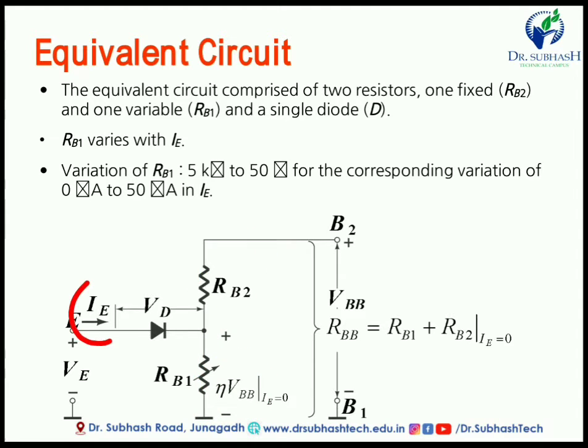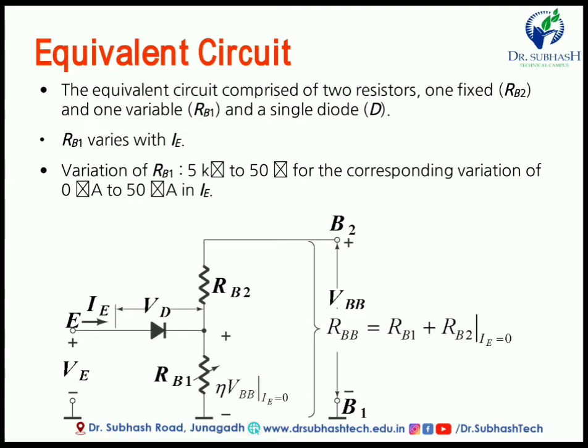Now the applied voltage is VE, and according to this VE the current flowing through the UJT is IE, and the voltage drop in this junction is VD. This resistance is variable and this resistance is fixed. The value of RB1 varies according to the input voltage. So this is the internal structure, the equivalent circuit of the UJT. The equivalent circuit has two resistances, one fixed and another variable, and a single diode.